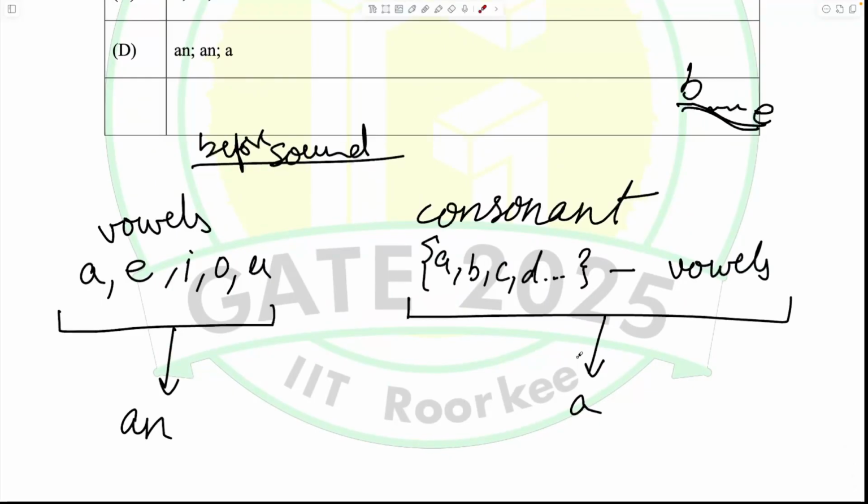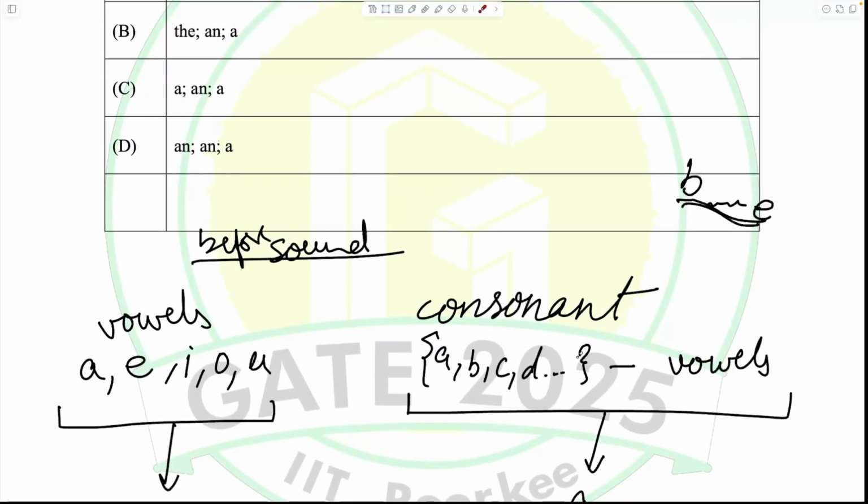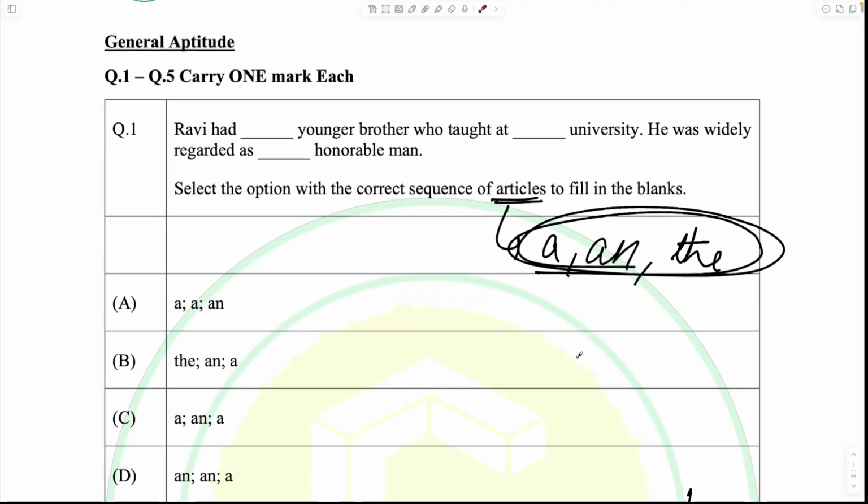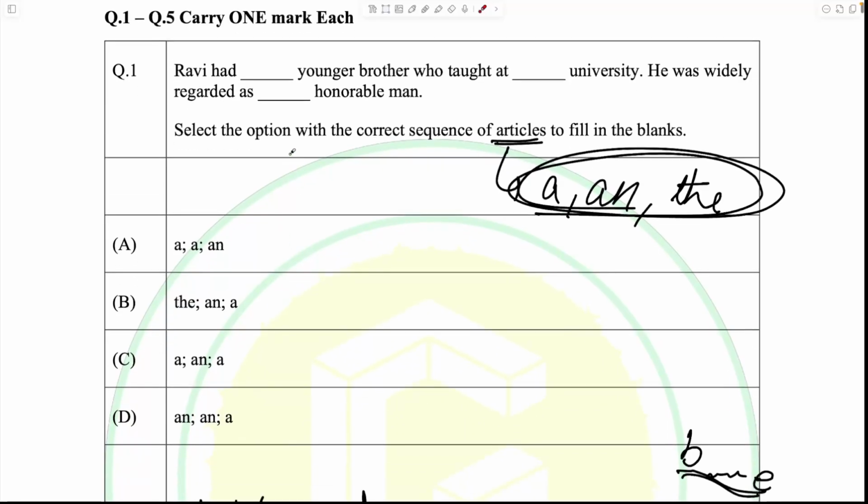If you don't understand this concept very well, you can watch any video on articles on YouTube. They will explain it to you very well, right? It's a very simple concept actually. Now let's go here, right? Ravi had blank younger brother. So let's go over this word younger, right? Younger. Y is being pronounced first. So here in this blank, it cannot be an, right? It could only be a or the, right?